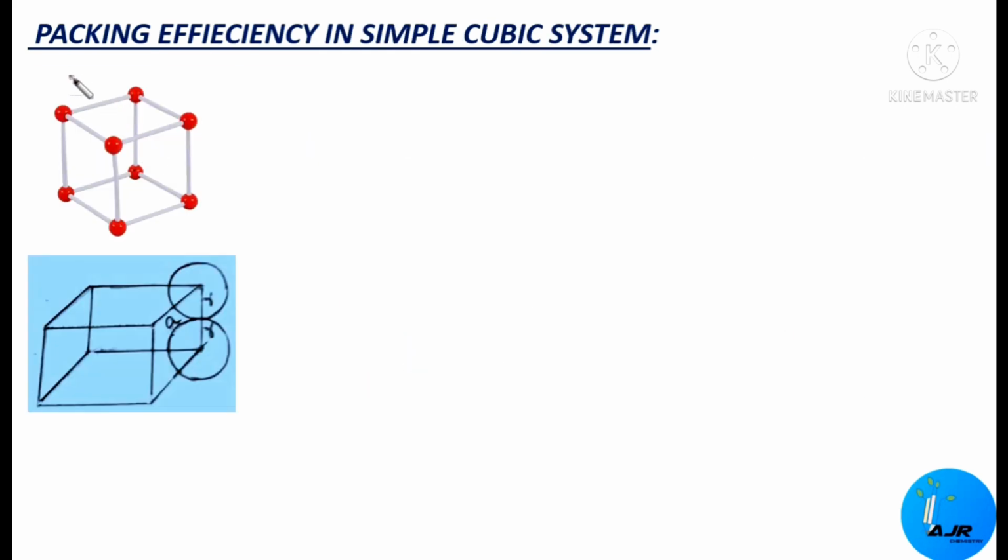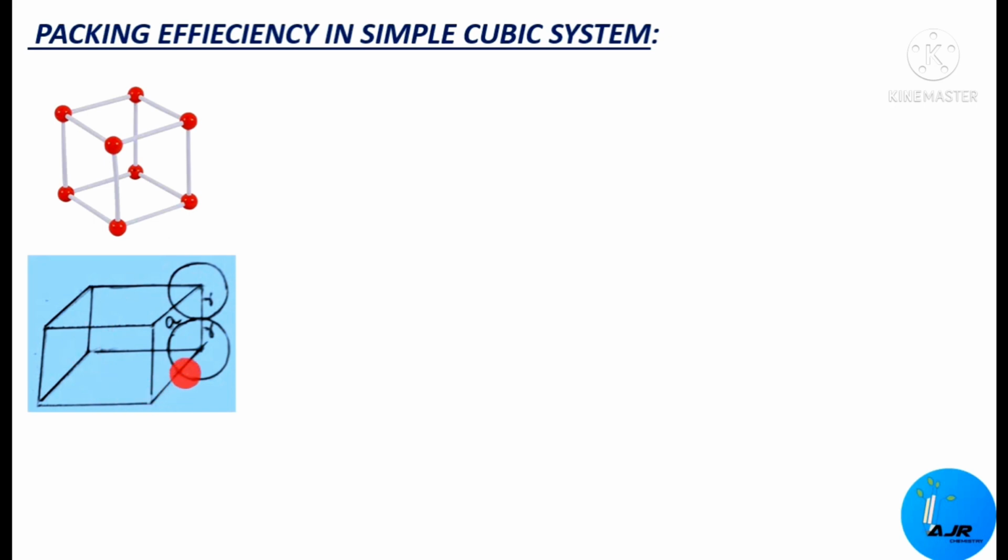First we are going to see how to find the packing efficiency in a simple cubic system. What is a simple cubic system? We can see the atoms, ions or molecules only at the corners of a unit cell. If that is the case, then we call that cube a simple cubic system. Now we are going to find the packing efficiency here.